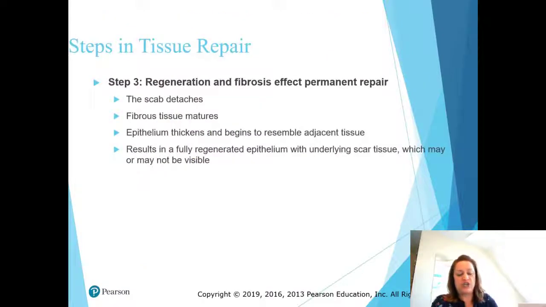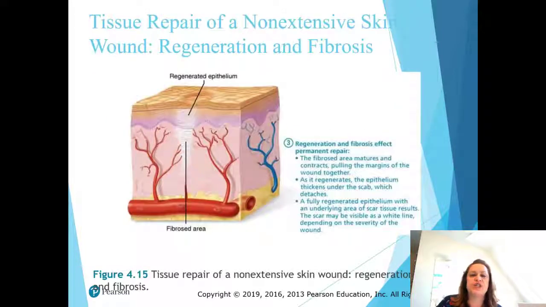All right, so regeneration means that there's a scab, there's fibrous tissue, a thickening epithelium, and hopefully when the scab detaches, the skin or the injury is permanently repaired. All right, so this is regeneration and fibrosis. You'll see there's a fibrosed area underneath that has that sort of white scar-looking thing, and on the top it looks fully regenerated. Sometimes that happens, sometimes that doesn't happen.